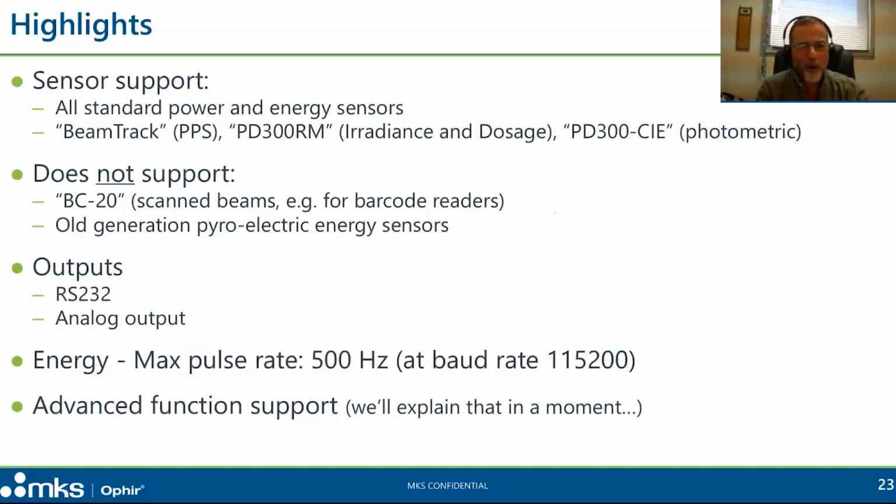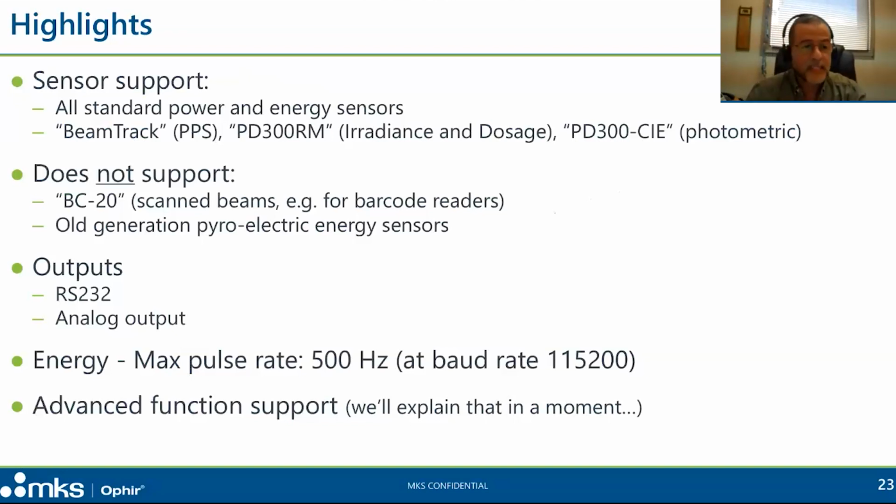It does not support one specific special sensor. We call it the BC20. It's a sensor that measures the power in a rapidly scanned beam, so manufacturers of barcode readers would be interested in that sort of thing. So that's the one special sensor that's not supported by the Juno RS. It also does not support the old generation Ophir pyro energy sensors that we discontinued, I think, 11 years ago, but I doubt that that's going to be of any relevance to anybody now.